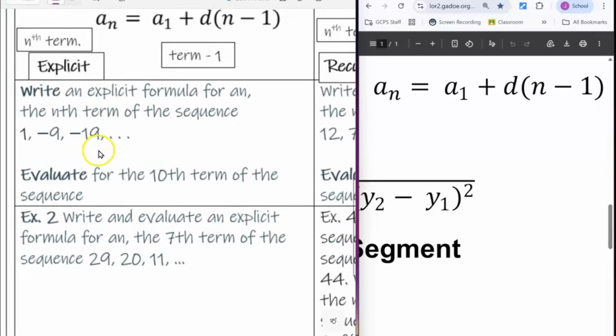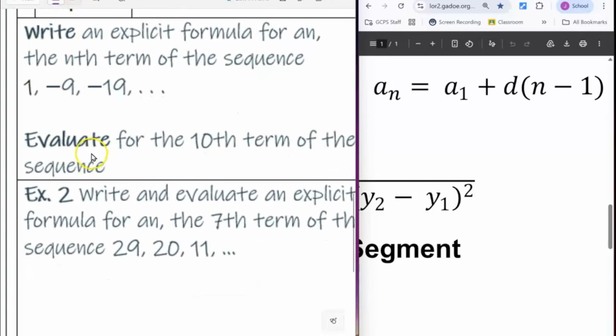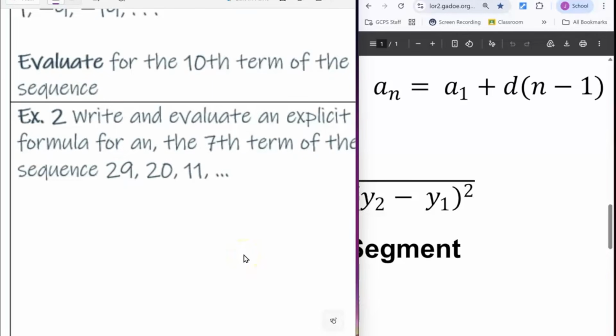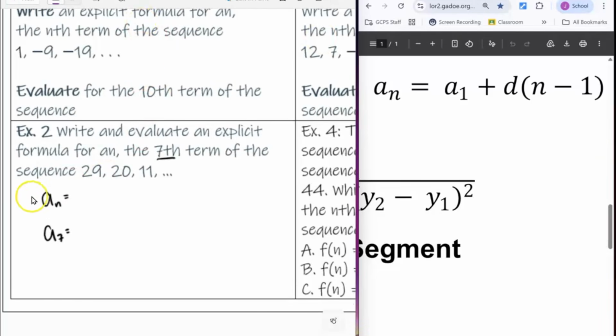All right, so let's go ahead and take a look at an actual example. So I'm going to do this example that has two parts, and you're going to do this example. As a matter of fact, let's go ahead and just write it down. So for you, you're going to write a sub n equals, and then a sub, what are we trying to find? 7, a sub 7 equals. So those are the two things that I want when I do my two things, you're doing your two things.